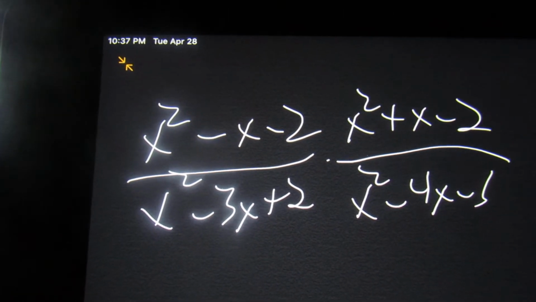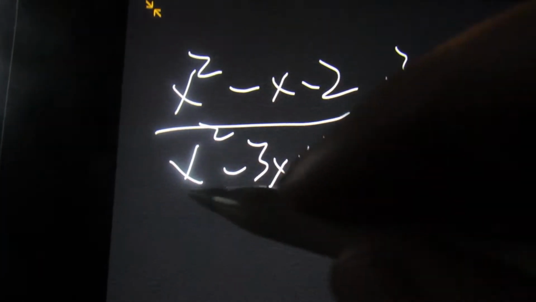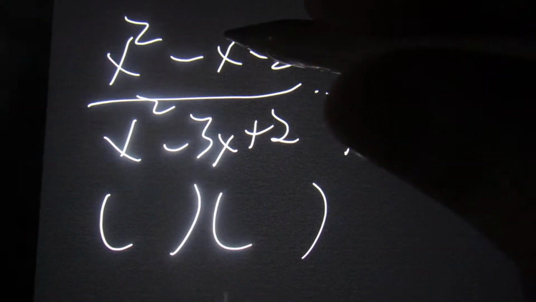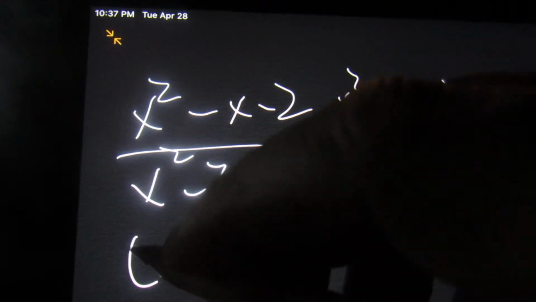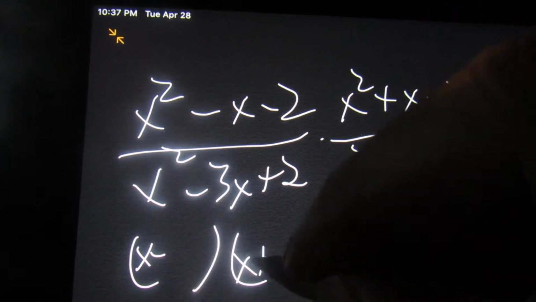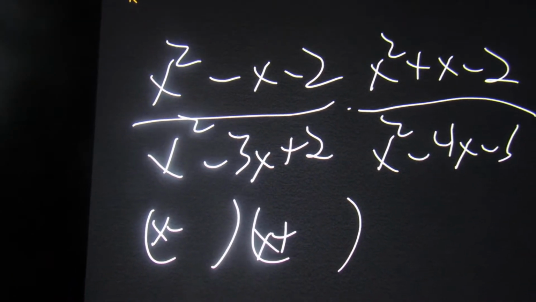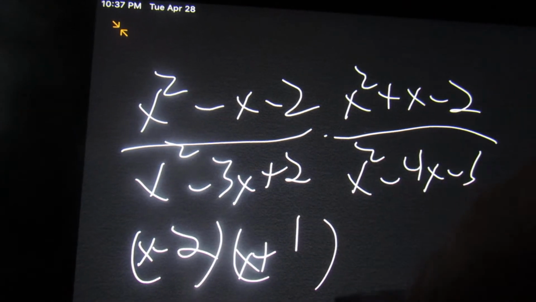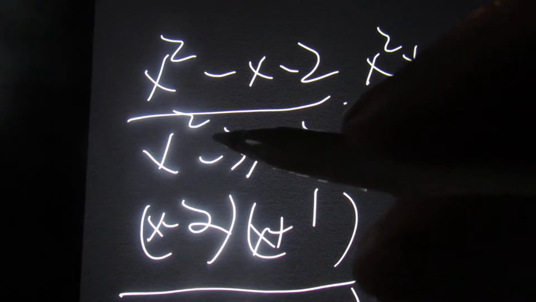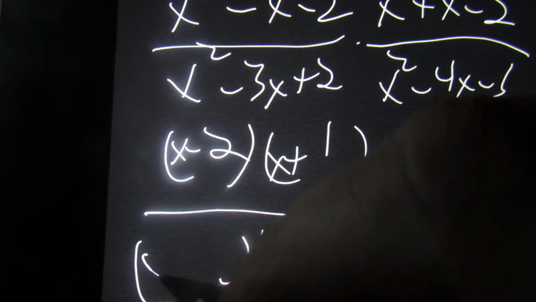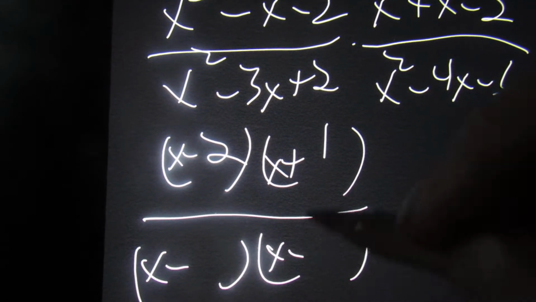Factor first. Okay, so for the first one, we have two minuses, so it means we're going to subtract, and since this is a minus, we're going to have x minus, x plus. Our only factors that exist for 2 are 2 and 1. On the bottom one, we have a plus and a minus, so that means we have two minuses, x minus, x minus.